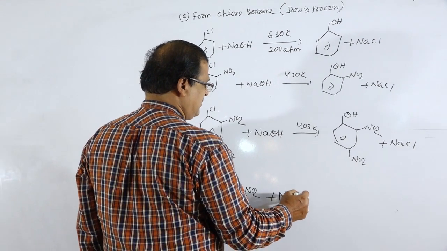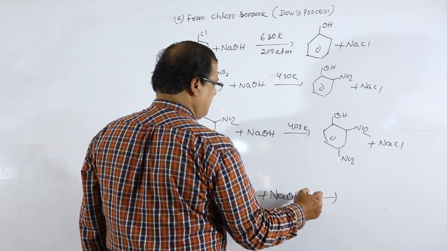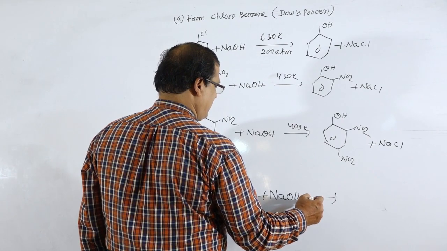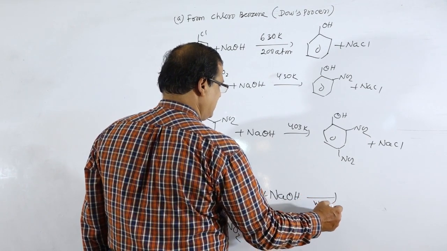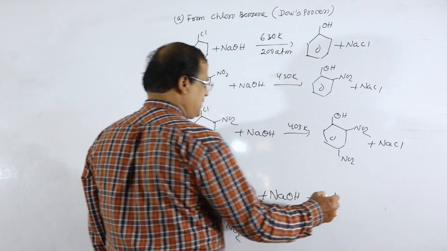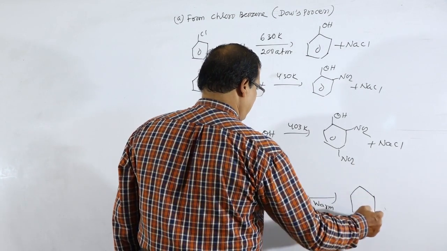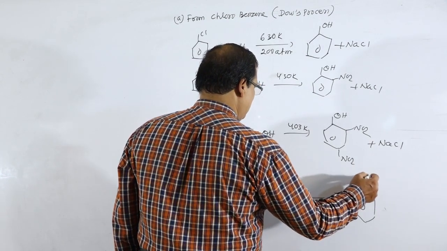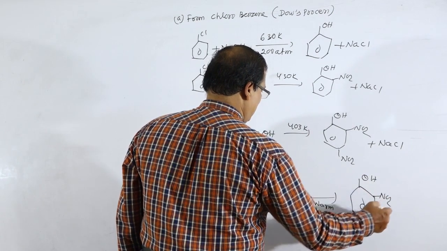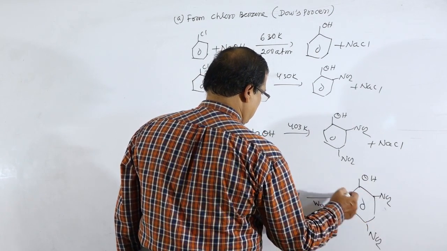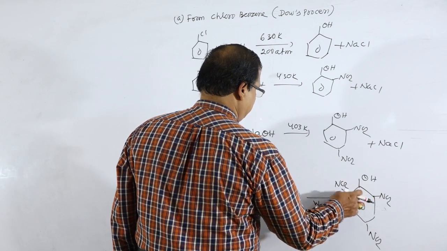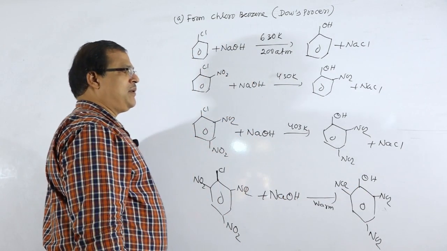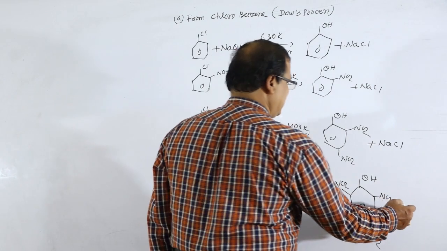NaOH, that is only by heating. Only by warming will the reaction take place. That is OH, NO2, NO2, NO2. There is the formation of picric acid, NaCl.